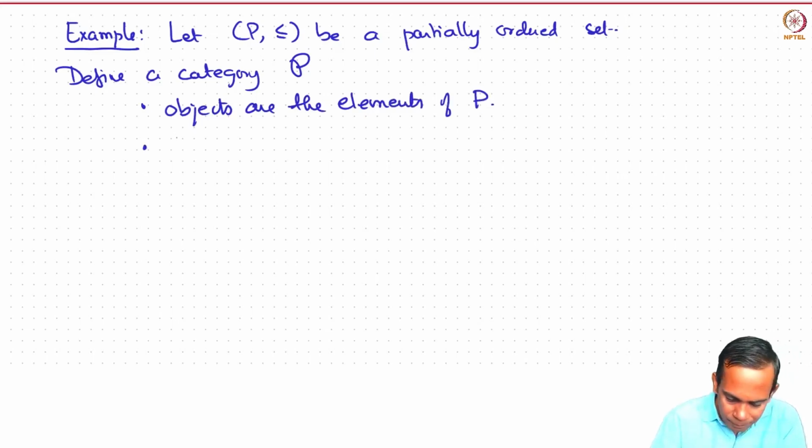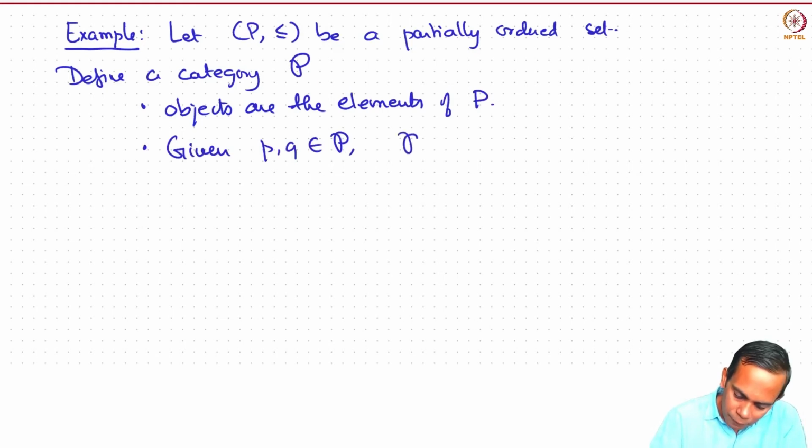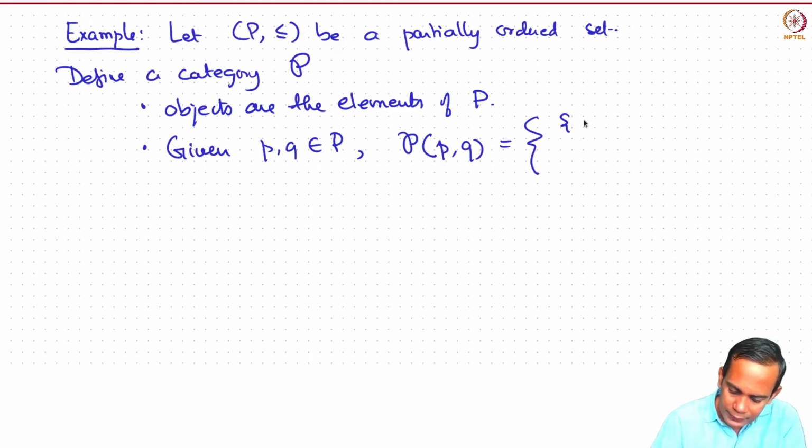And given P, Q in P, I want to say in this poset P, the arrows from P to Q, there's going to be only one arrow which I will denote by, say, A PQ if P is less than or equal to Q, and no arrows otherwise.